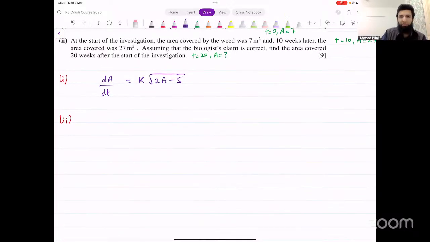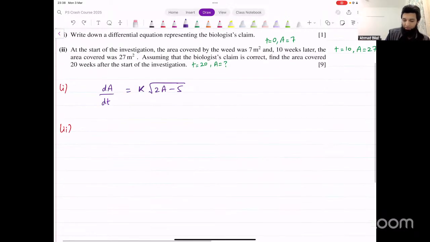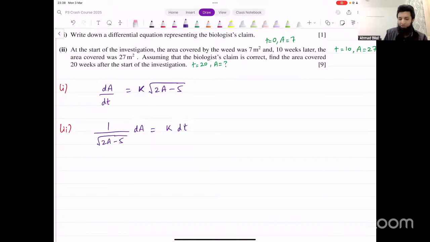First of all, we separate the variables. How do we do that? This is the square root of 2A minus 5. We can bring that to the left side because we have dA here. So we can write this as 1 over the square root of 2A minus 5 times dA. dt goes to the other side and it becomes k dt. And there's no t, so we can just leave it as it is. K is a constant that can remain on the right side as well. We have separated the variables.